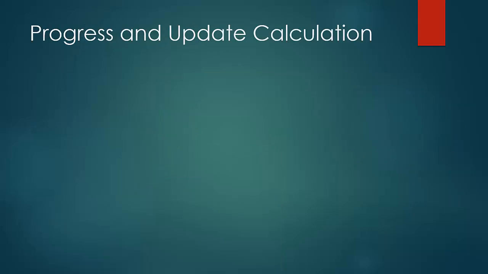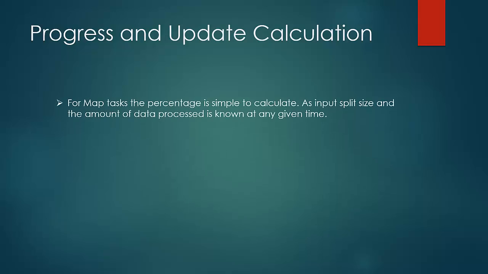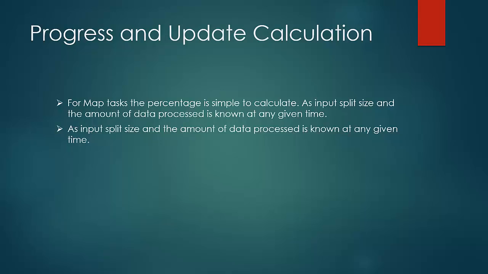On this slide, we look at how the progress is calculated that is displayed on the user console. For map tasks, the percentage is simple to calculate as the input size is known and the data that is processed is known through the internal counters which Hadoop maintains. So at any given point, the total amount of data and the amount of data that has been processed is known, and hence the percentage of work done is easy to calculate.